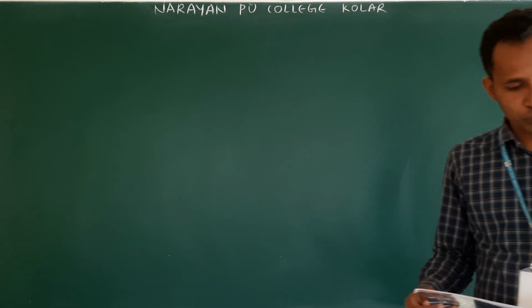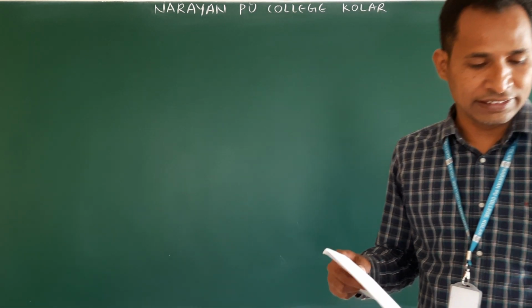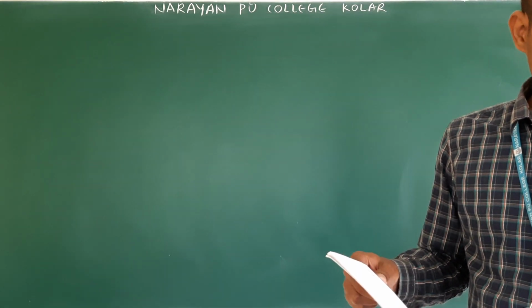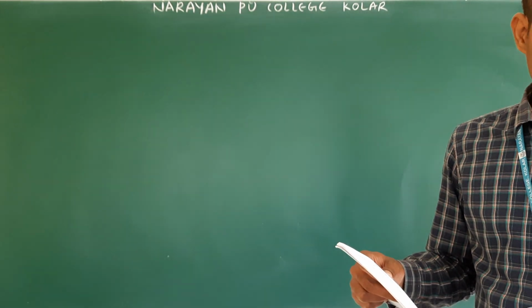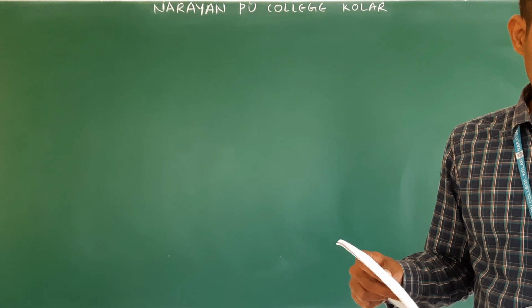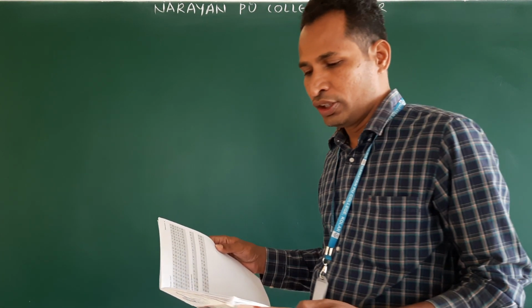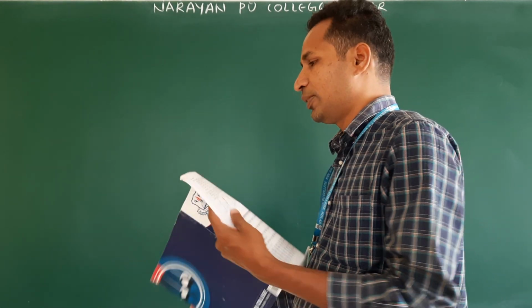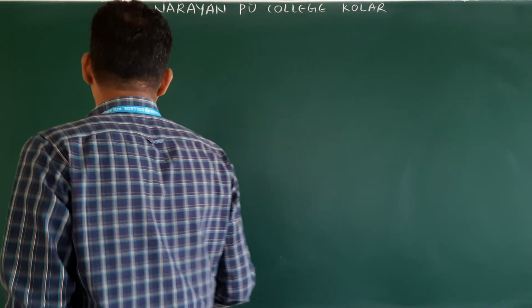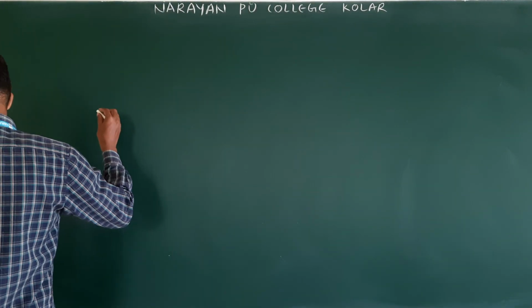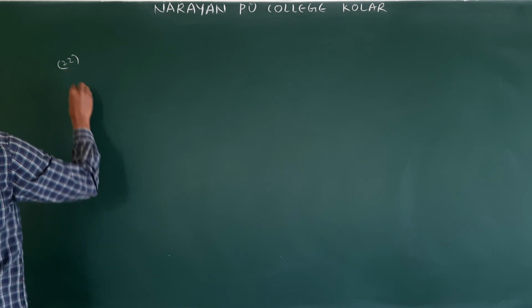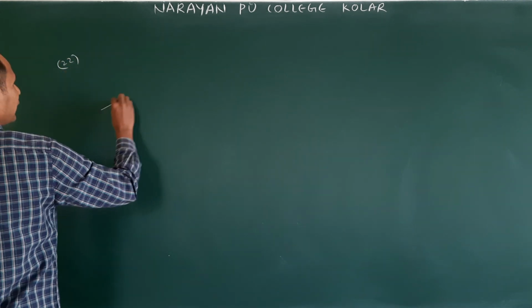Next, come to the 22nd. If theta 1 and theta 2 are the apparent angles of dip observed in two vertical planes at right angles to each other, then the true angle of dip is given by? Don't confuse. This is the 22nd. Already I explained; again, one more time I am explaining.